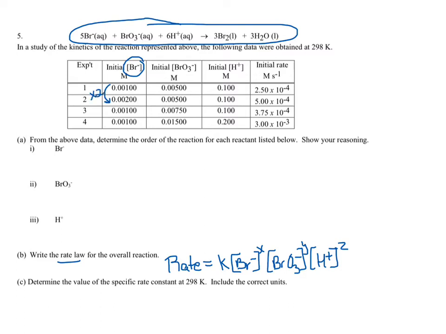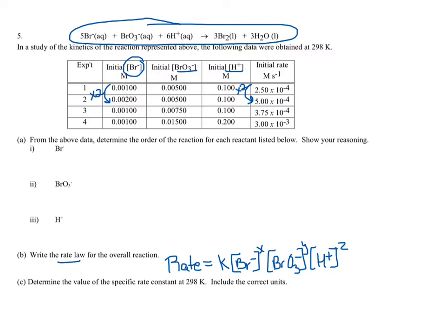It's going up by a factor of 2. Meanwhile, the other 2 reactants are being held constant. Nothing's happening with the BrO3 minus, it's 0.005, 0.005, and nothing's different with the H plus, it's 0.1, 0.1. Now I can see how just Br minus is affecting the rate. Notice that the rate is also going up by a factor of 2.